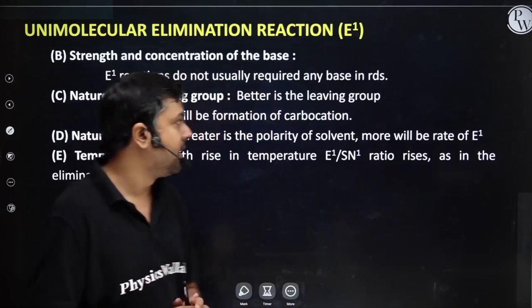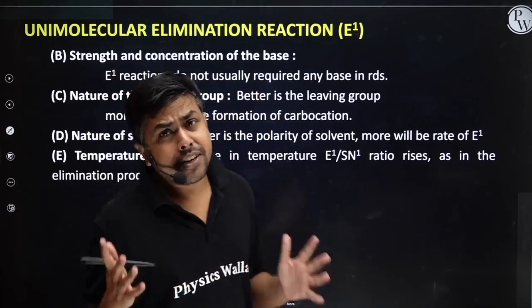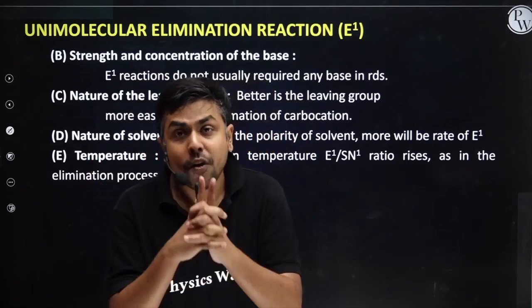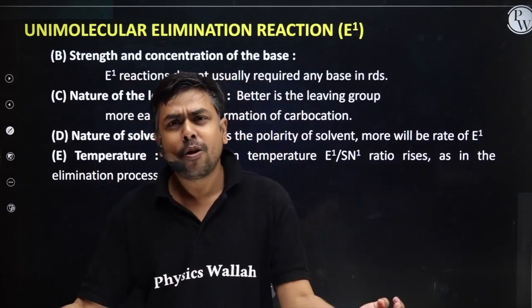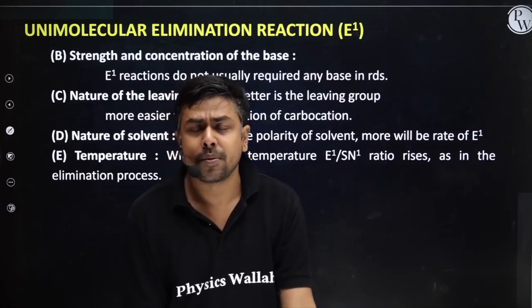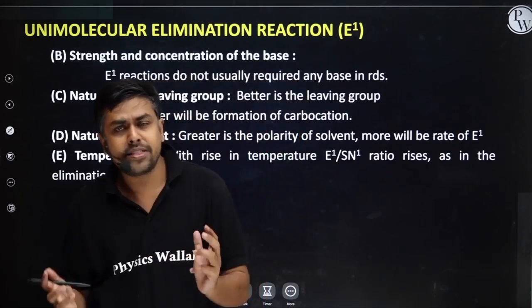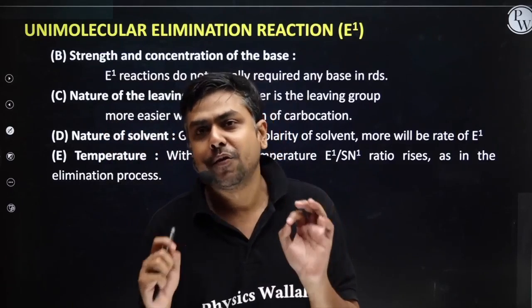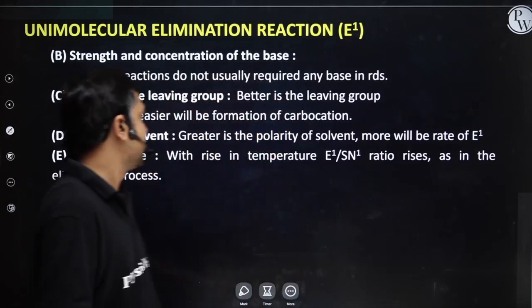Am I clear? Okay. If I talk about the nature of solvent, a solvent with higher dielectric constant, with higher ionization constant, will promote the E1 reaction. Can you tell me the reason? Because the first step is the ionization step. The first step is initiated by the solvent itself. In general, a polar protic solvent will promote the E1 reaction. Am I clear, student? Okay.